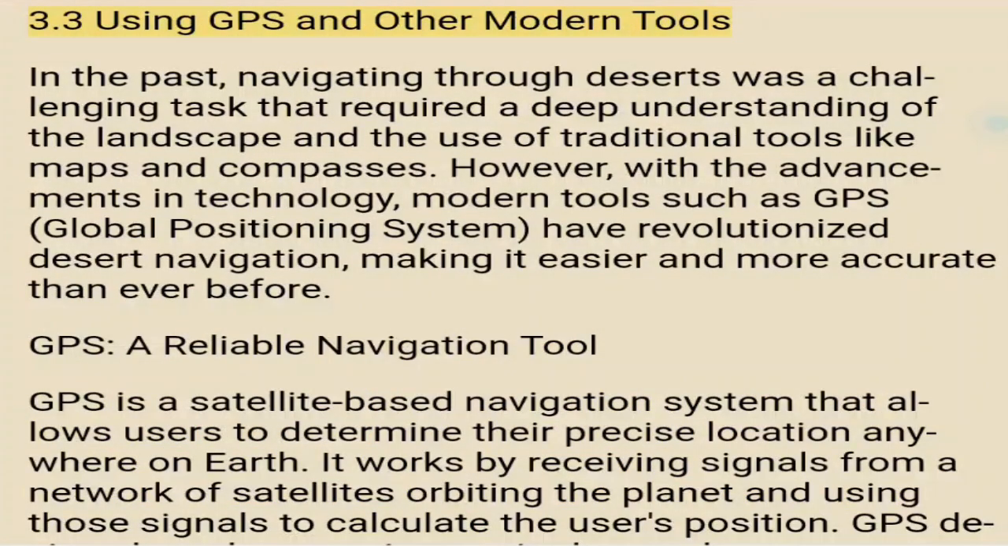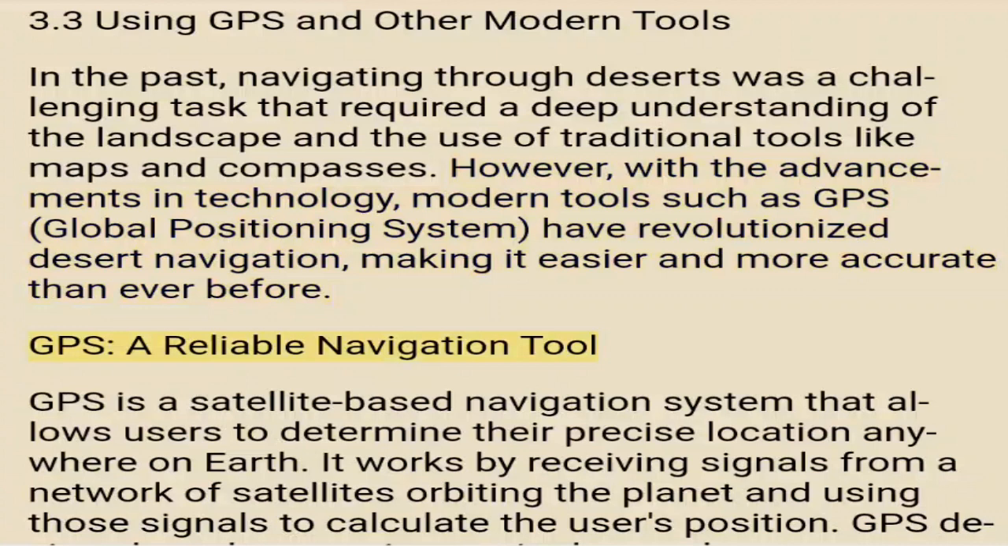3.3 Using GPS and other modern tools. In the past, navigating through deserts was a challenging task that required a deep understanding of the landscape and the use of traditional tools like maps and compasses. However, with the advancements in technology, modern tools such as GPS, Global Positioning System, have revolutionized desert navigation, making it easier and more accurate than ever before.